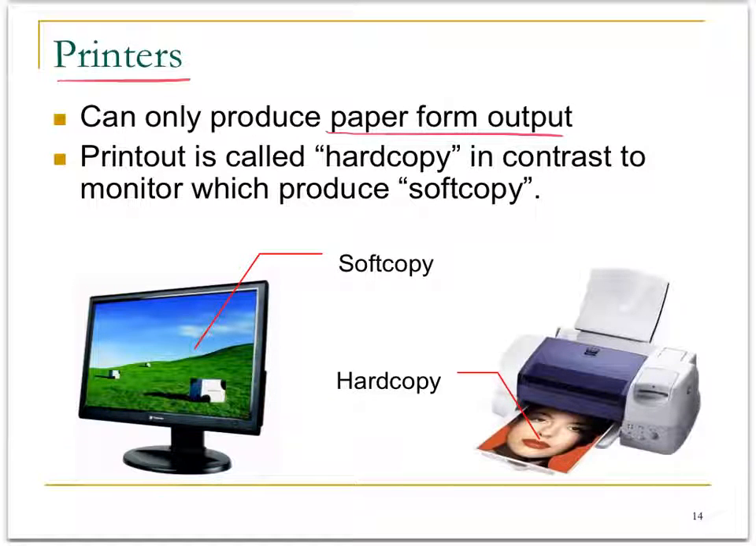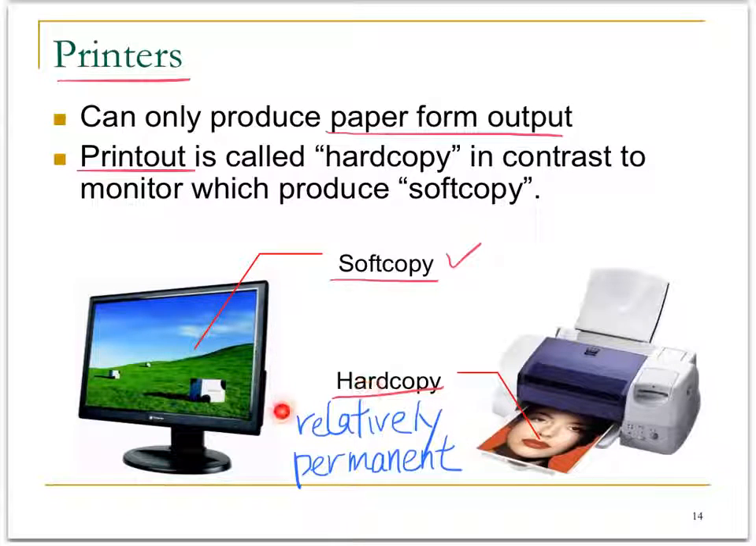But with a printer, a hard copy, or what we call printouts, can be much more convenient or handy to computer users because they may want to mark something on the printout. Hard copies are relatively more permanent, because with soft copy, if you turn off the computer, it cannot be displayed again through the monitor. Okay, this is the word: relatively permanent. And in the real world, there are actually many different types of printers.